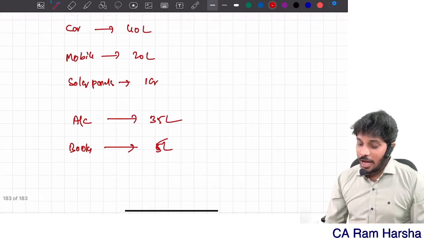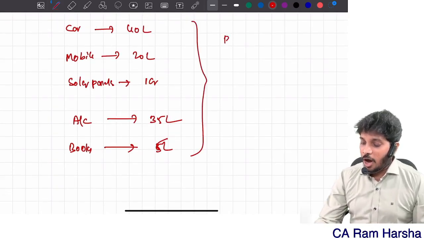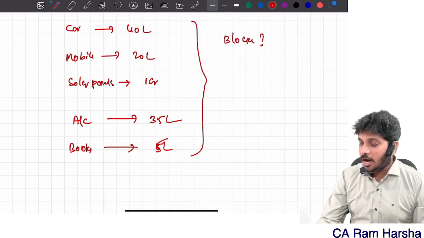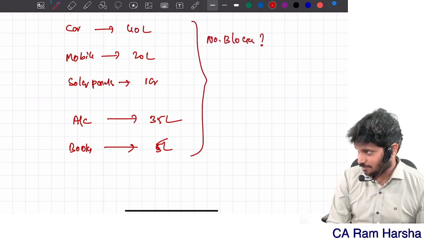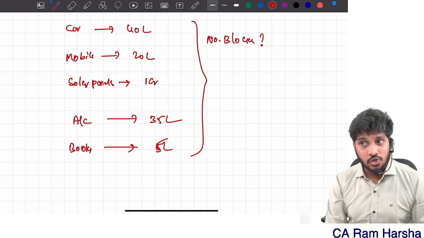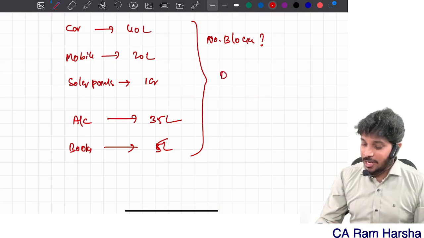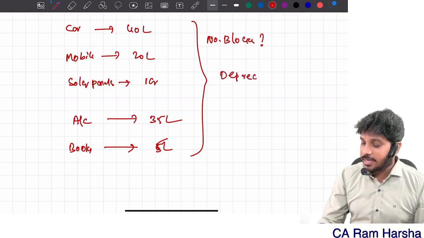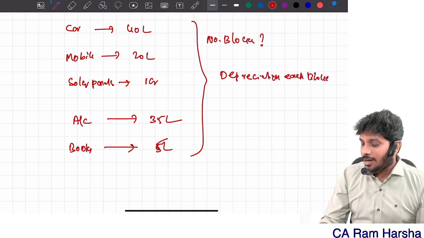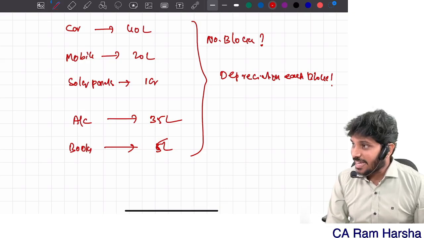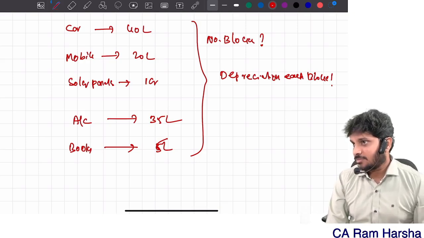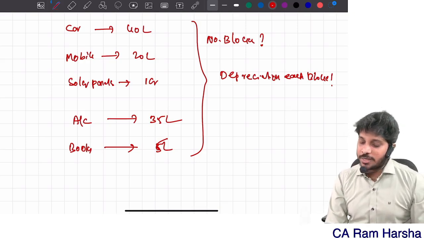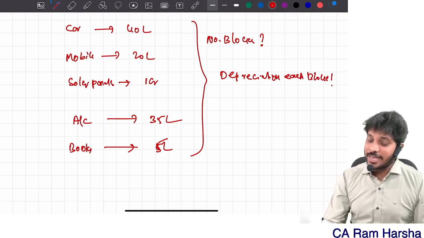Now I want you to identify how many blocks there were in this. And I also want you to tell me what is the depreciation on each block. How many blocks were there, and what is the depreciation on each block.